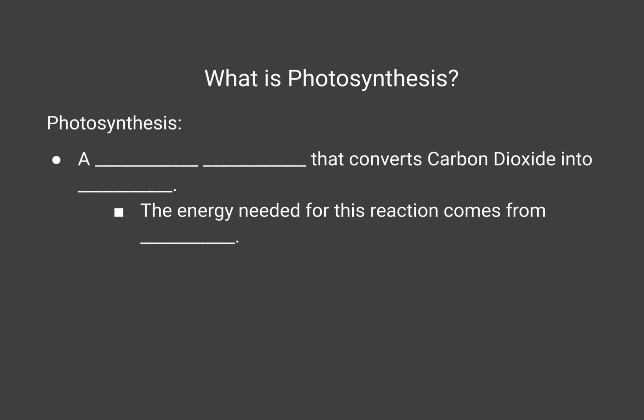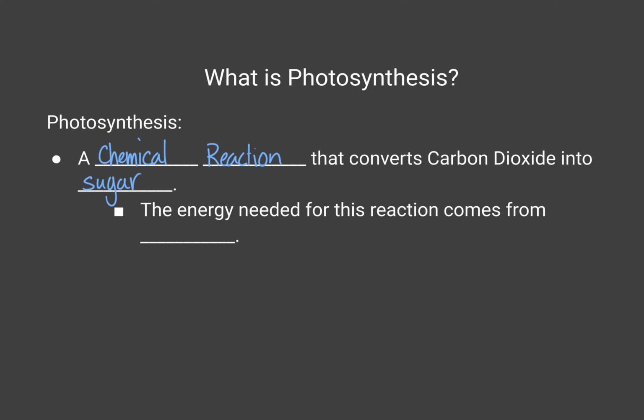So first, looking at what is photosynthesis? Well, photosynthesis is a chemical reaction that converts the carbon dioxide in our atmosphere, so in our air, into sugar. The energy that's needed for that reaction to occur comes from sunlight. So again, photosynthesis is a type of chemical reaction that converts the carbon dioxide in our atmosphere into the sugar that plants need. And that energy comes from sunlight.